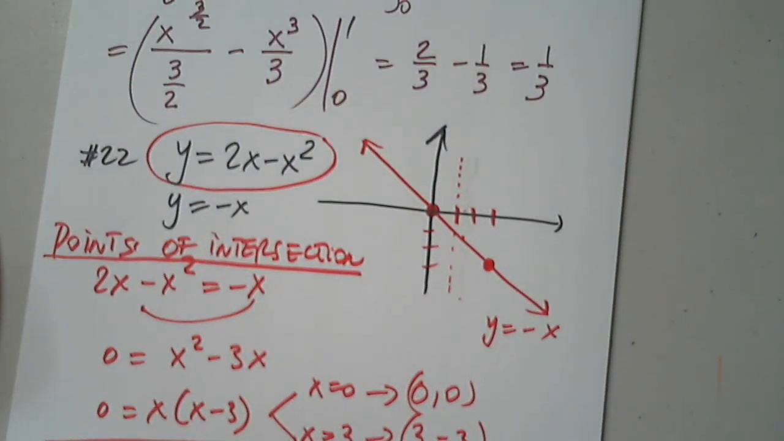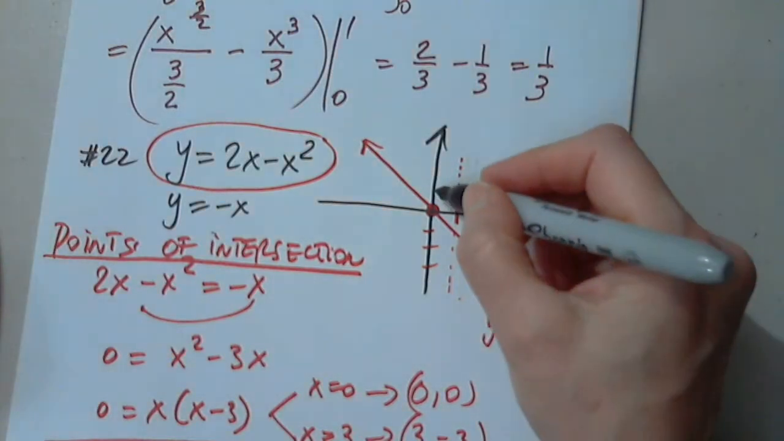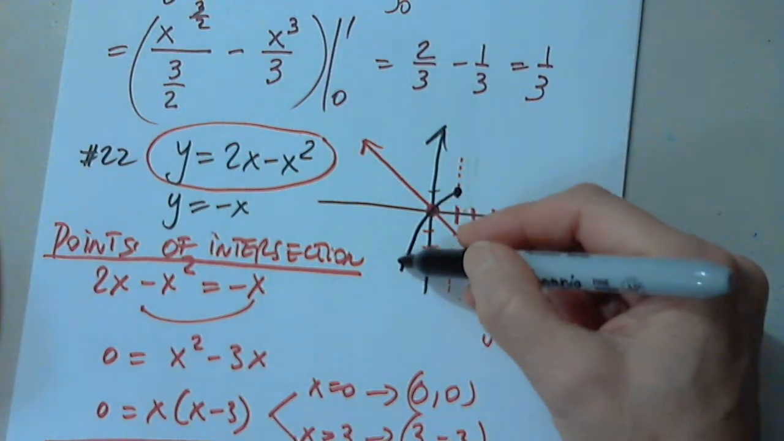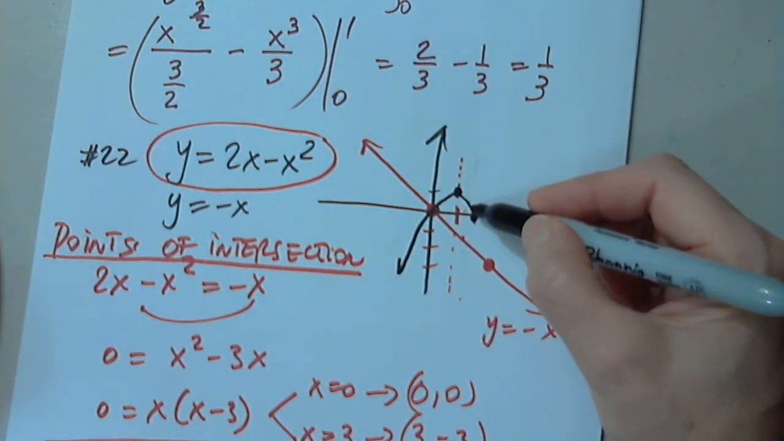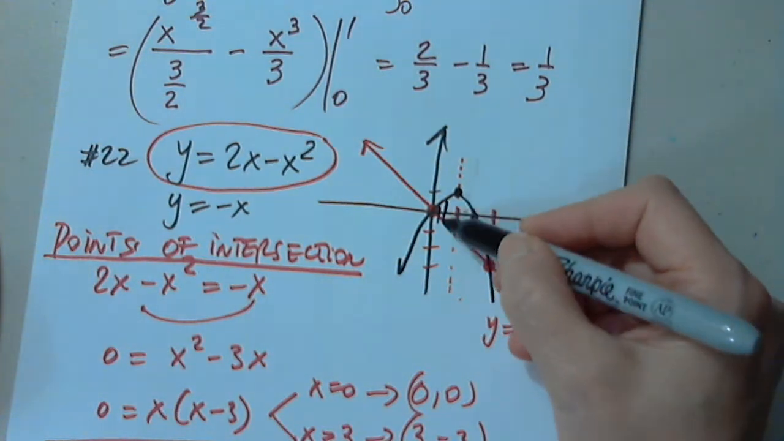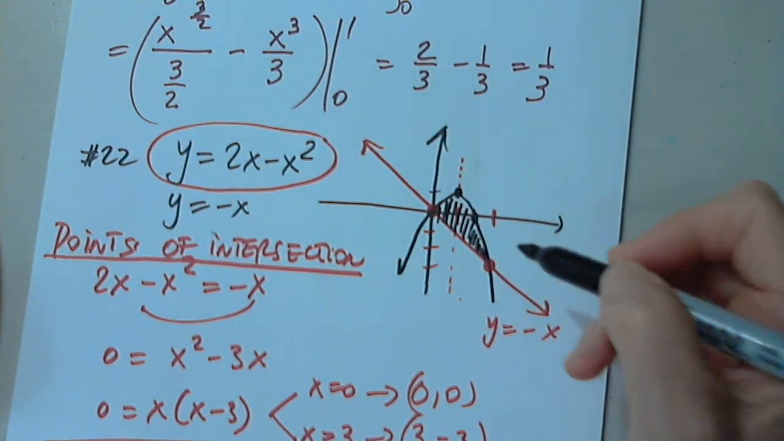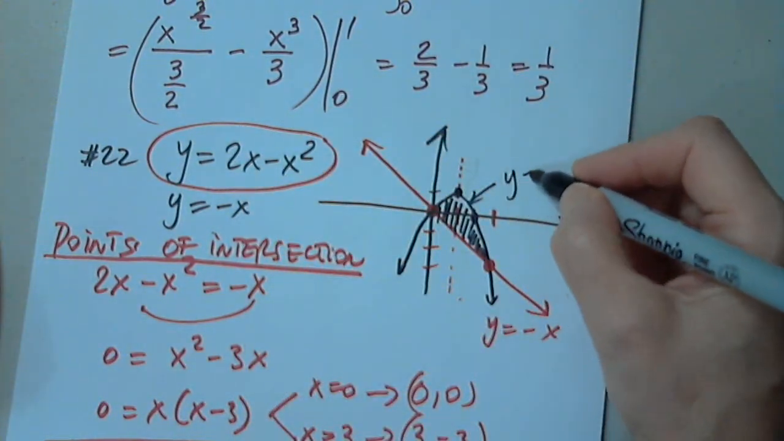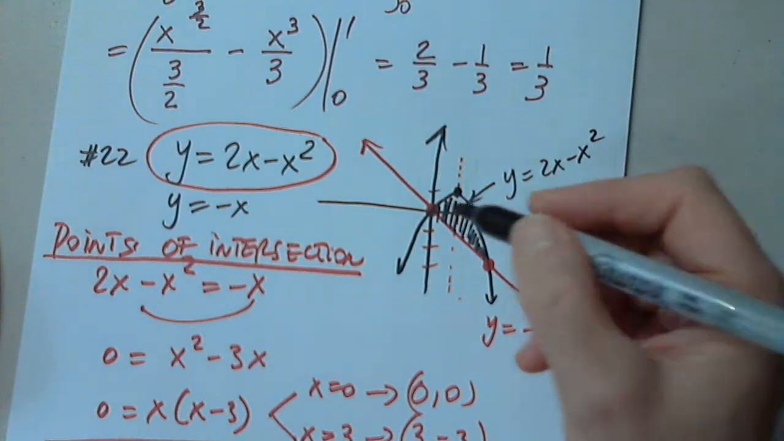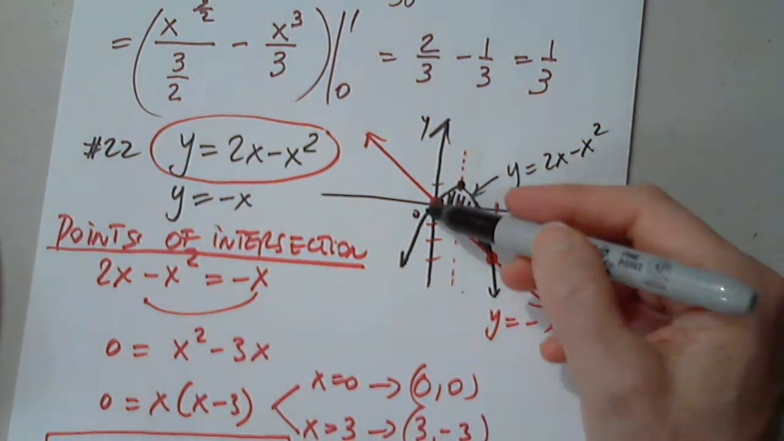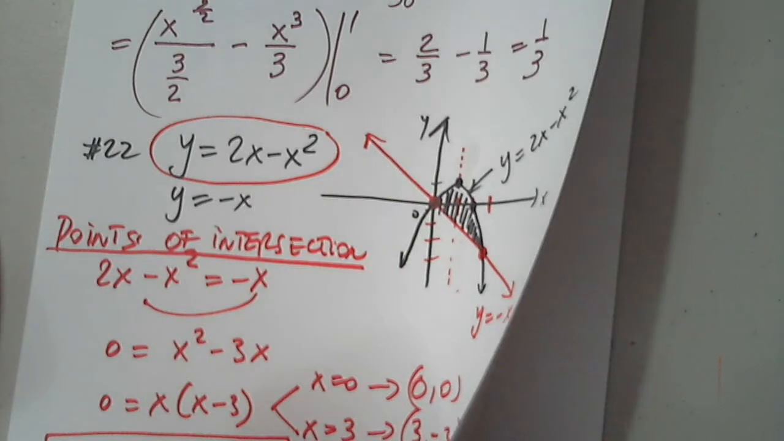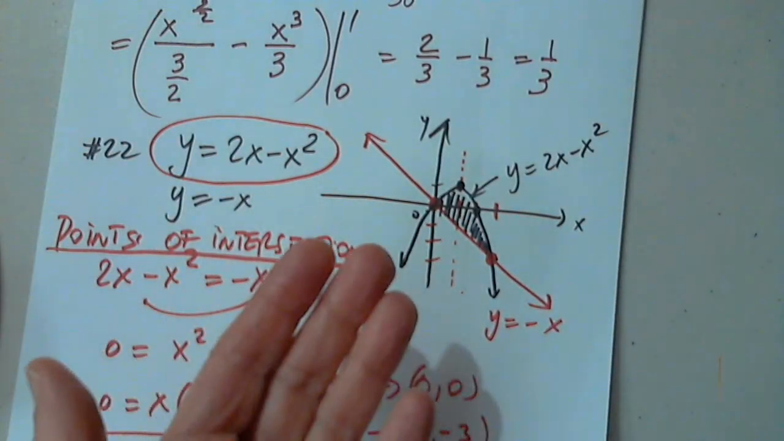So I have the other graph, 1, comma 1, right here. And here's the graph. And it crosses it too. So this is the area in question. So this was y equals negative x, and this one is y equals 2x minus x squared. Good. So we have the graphs, we have the points of intersection. How do I determine that area, and what do I write? So graphing takes a little while, shading in, finding the area.